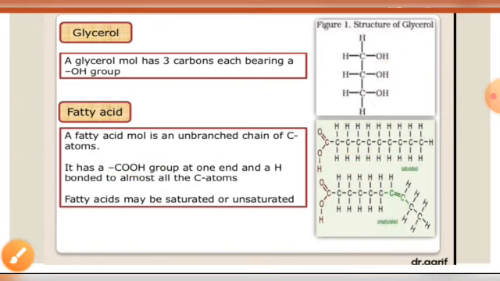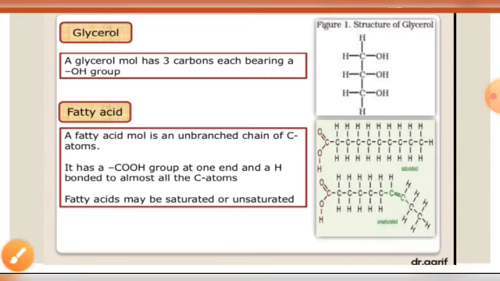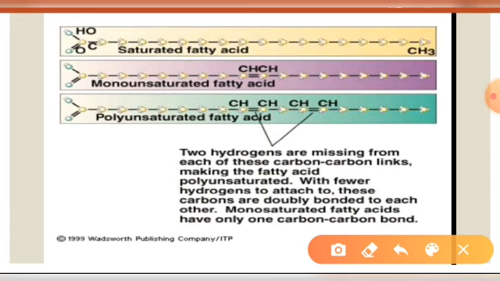Whereas in case of unsaturated fatty acids, double bonds are present between carbon atoms. So because of the presence of these double bonds, they can combine with more hydrogen atoms. Therefore, they are known as unsaturated fatty acids. So this is the structure of saturated fatty acid.